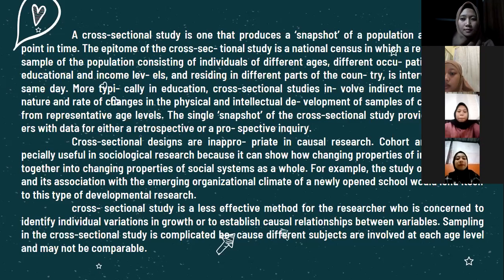The single snapshot of the cross-sectional study provides researchers with the data, either a retrospective or a prospective inquiry. And then it's about the strengths and weaknesses of cohort and cross-sectional studies.